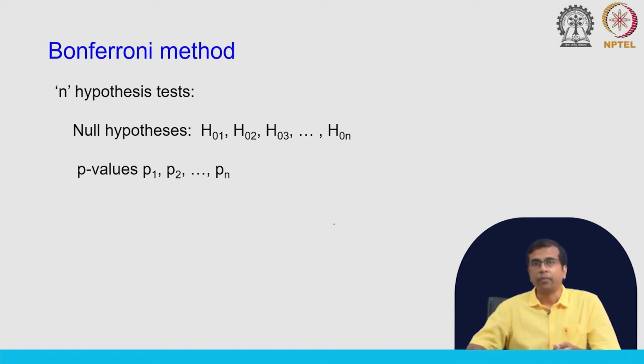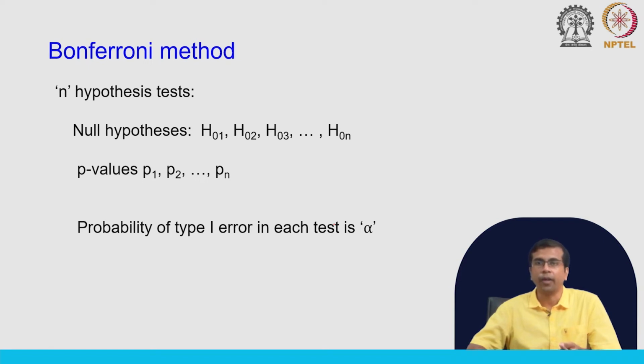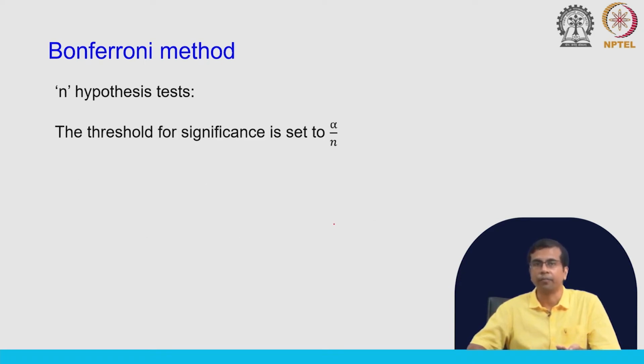Now, also imagine that corresponding to all these statistical tests, we get these p values p1, p2 up to pn. And also remember, the probability of type 1 error in each test is alpha. So, alpha is the probability of type 1 error in each statistical test. Now, the goal is to keep this alpha at the same level after doing these n tests. We do not want this alpha to increase or the number of false positives to increase.